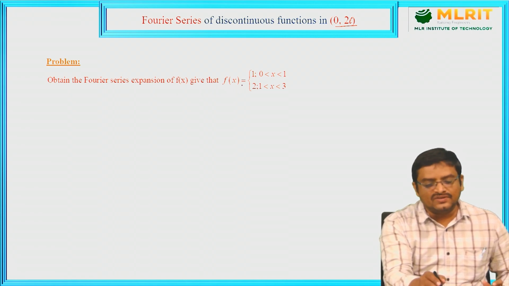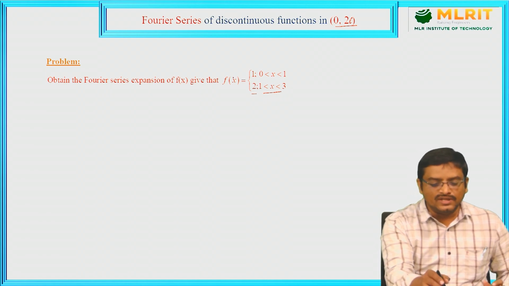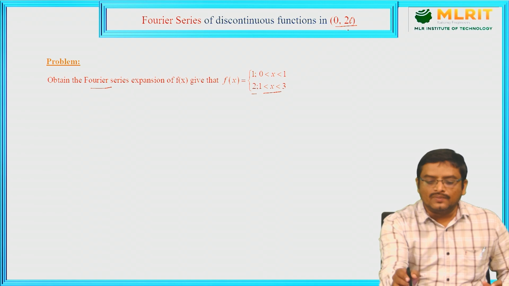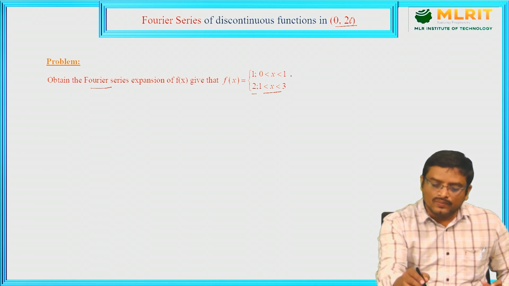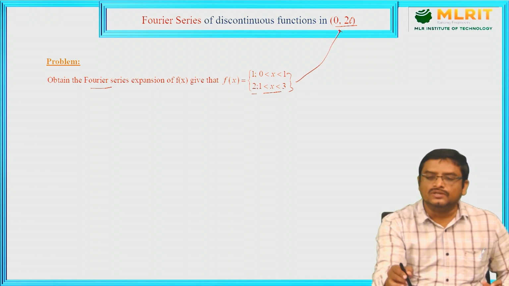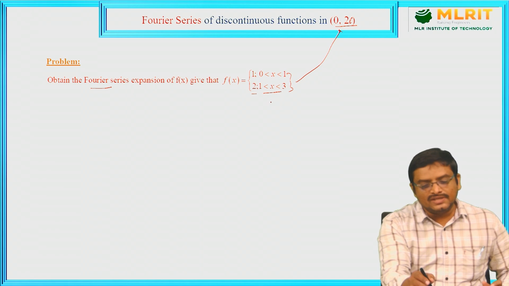f of x is defined as f of x is equal to 1 whenever x lies between 0 to 1, and the other value of f of x is 2 whenever x lies between 1 to 3. And for this function we are going to find the Fourier series expansion in the interval 0, L. Now from these two conditions we have to get the interval, and that interval we have to compare with 0, 2L.